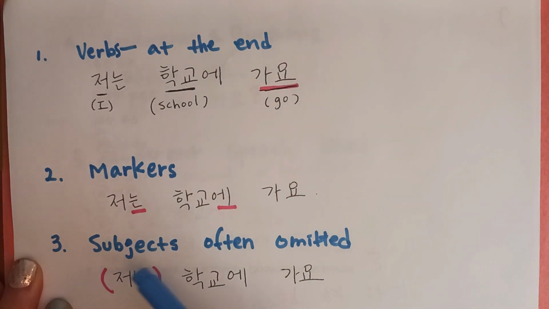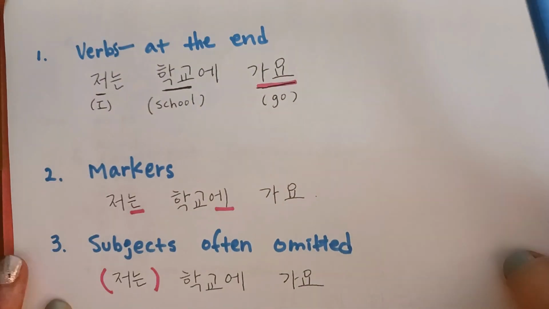Number 3, subjects are often omitted. In Korean, if it is very obvious to you and the people that you are talking to who the subject of your sentence is, you can easily omit it and just say the rest. For example, you are going to school and you run into a friend, and your friend asks you where you are going. And it is obvious that your answer is about you, right? In that case, you can just say 학교에 가요, going to school. Don't have to say 저는, I.